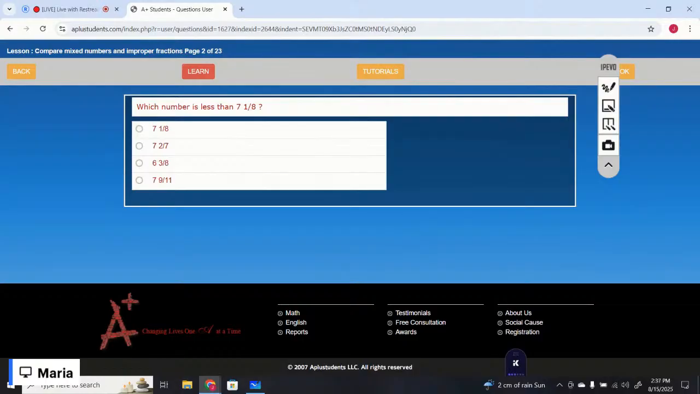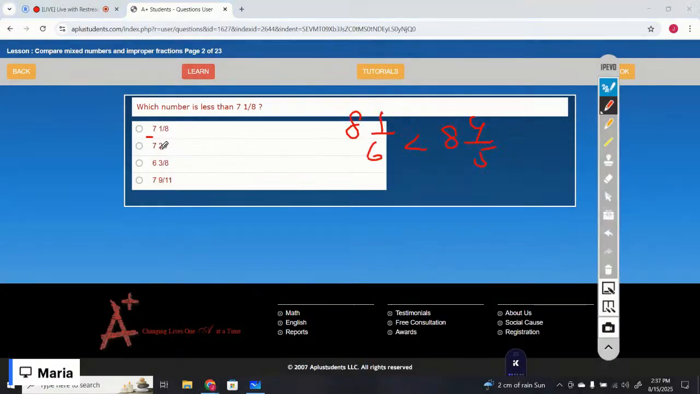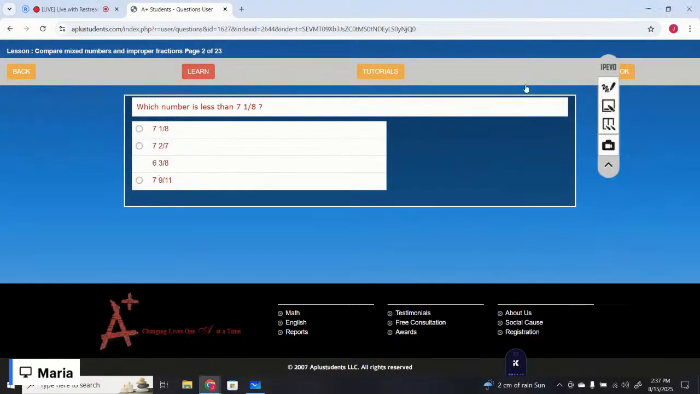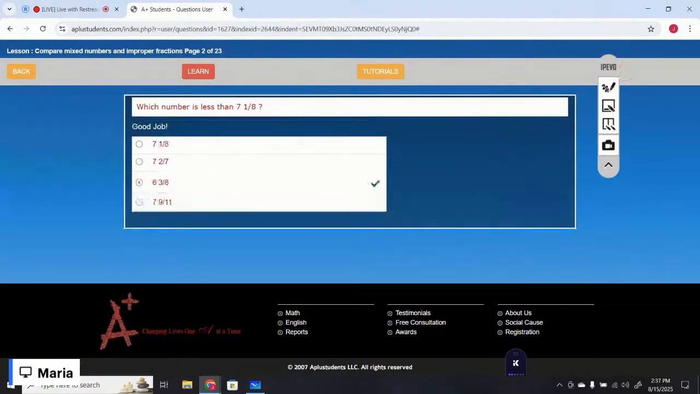Which number is less than 7 whole 1 by 8? So just look at their whole number parts. 7 whole 1 by 8, they are both exactly equal. 7 whole 2 by 7, the only fraction that is less than 7 whole 1 by 8 is 6 whole 3 by 8. Option number 3 is the correct option.